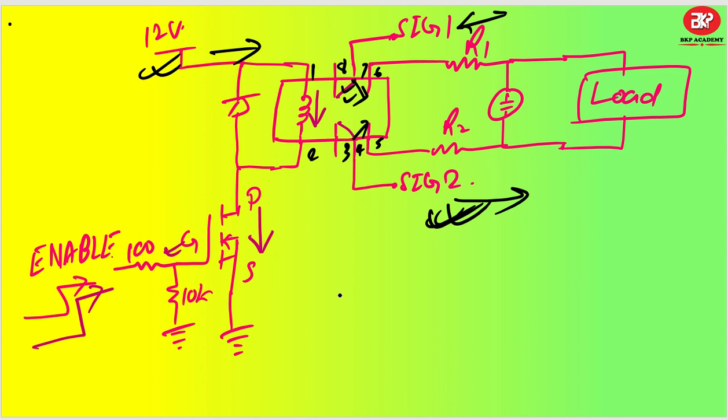Now the use of this particular freewheeling diode is, whenever this is off, it will help the coil get its power dissipated immediately so that it will get discharged. Got it? So this is how this freewheeling diode works.